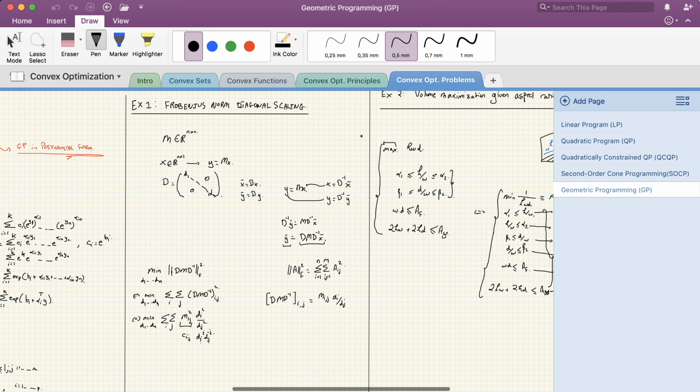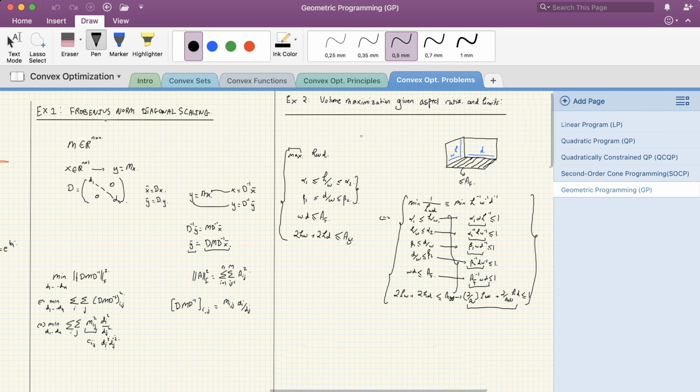And last but not least, we're going to see two important examples. First one is going to introduce the problem of Frobenius norm minimization with diagonal scaling. That is, given a certain matrix with a certain structure, how can I minimize its entries via the Frobenius norm? And in example 2, we're going to see a nice application of volume maximization of a certain room or certain box, given some sort of limitations on surface areas and aspect ratios. So without further ado, let's get started.